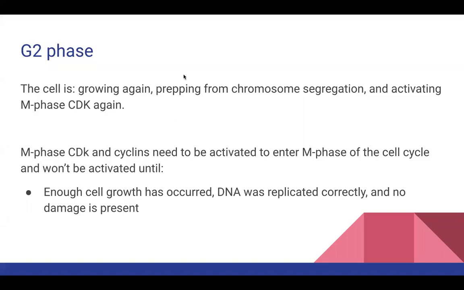There we go. So this starts with G2 phase. The cell is growing again, prepping for chromosome segregation in M phase, and activating M phase CDK again, which we know was originally the levels were low and everything to get the pre-RCs to form. So M phase CDK and cyclins need to be activated to enter M phase during this process of the cell cycle. And during G2 phase, it's just checking everything, making sure the cell's grown enough, DNA was replicated correctly, no damage is present. So that way then M phase CDK cyclin can be activated and we can continue with the cycle.